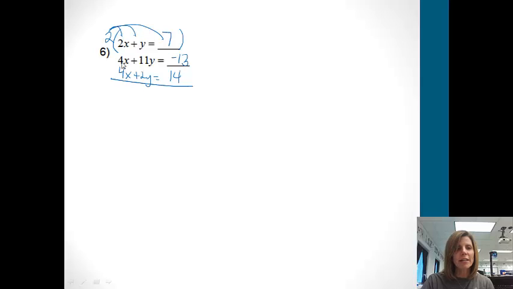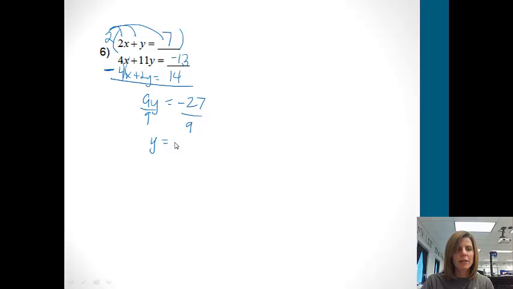Okay, now I just have to ask myself the question, should I add or subtract? If I do 4x plus 4x, they will not eliminate. But if I do 4x minus 4x, they will. So that's what I'm going to do. So 4x minus 4x, they're gone. 11y minus 2y will be 9y. And then negative 13 minus 14 will be negative 27. And then we'll divide both sides by 9.